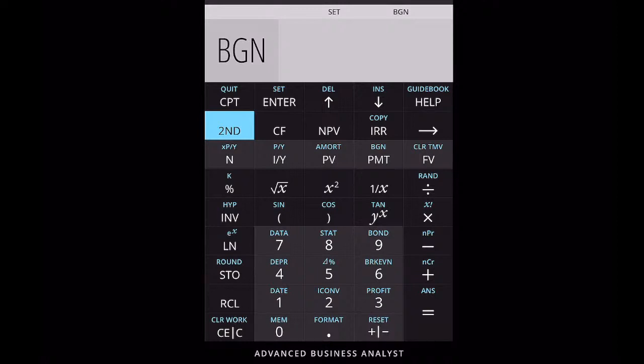And what do I see on my screen? If I clear, I still see the letters BGN. So this is to remind the user that you are currently in begin mode. Now, we usually assume, unless otherwise told, that cash flows occur at the end of the period. Payments, and interest is earned at the end of a period. So that's why end is a default.